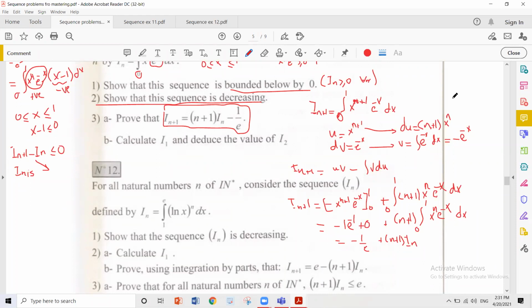Any questions still here, guys? Part B. What is the final result? Minus 1 over e plus (n+1) I_n. Thomas, did you finish? Yes.